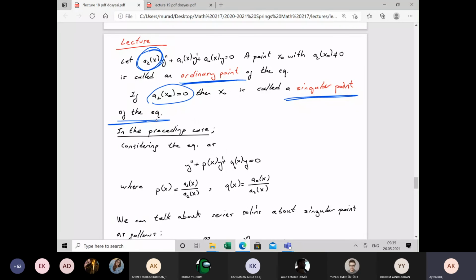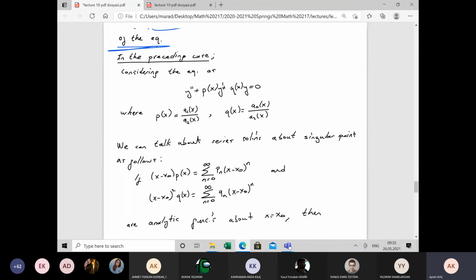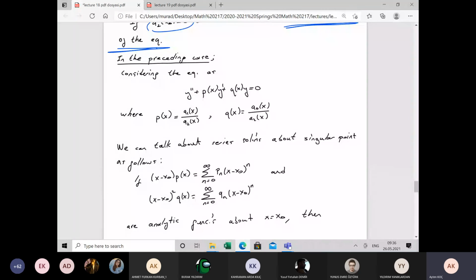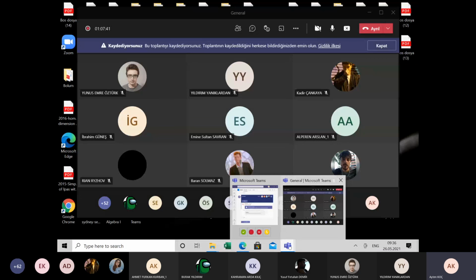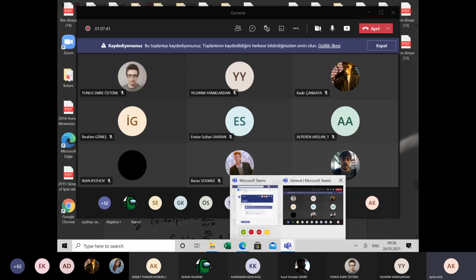Singular point. So let's have a break of 10 minutes, and then we consider if our point is not ordinary, if it is a singular point, what can you say about the solution? For singular points, we have two types: the regular singular point or the irregular. We will consider these cases after the break.